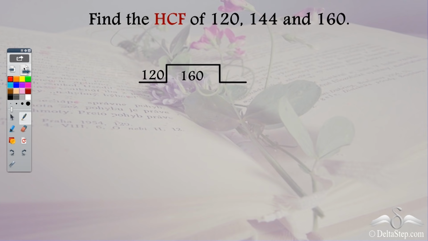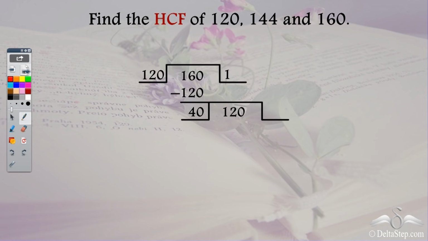So 120 goes into 160 one time. Now 120 into 1 is 120. I subtract this to get the remainder 40. So this is what I have. What is the next step? 40, which is the remainder, now becomes the divisor. And it divides 120, which is the divisor of the previous step. So 40 will now divide 120.